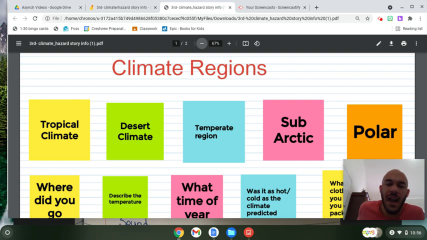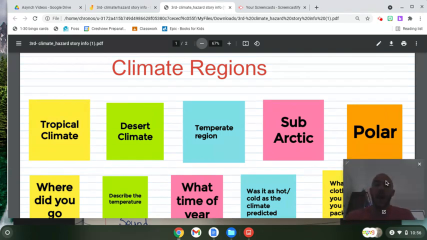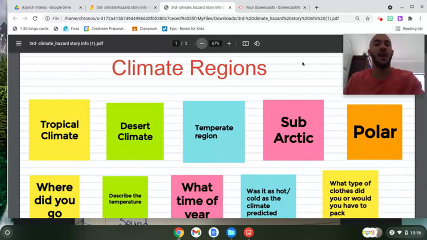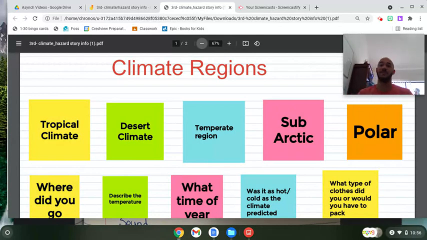So, we have a kind of fun, creative activity that we're going to be doing in class today. Over the past couple of weeks, we have been talking about the climate regions and types of hazardous weather. And now we're going to do a creative writing activity where we use our scientific information to write a story about a time that we were in a specific climate region or experienced a type of hazardous weather.